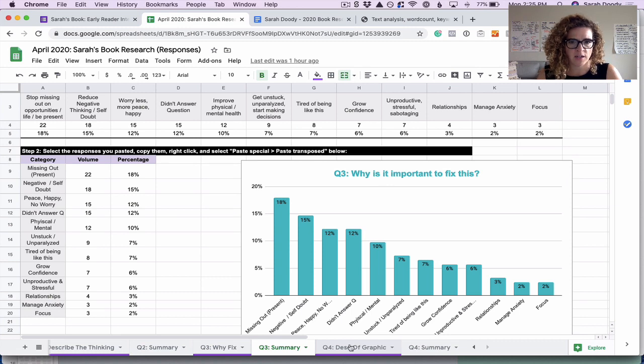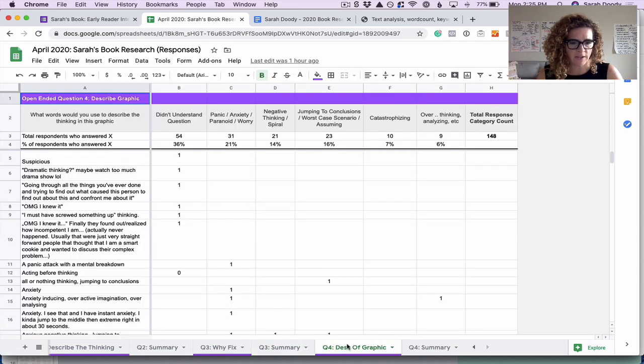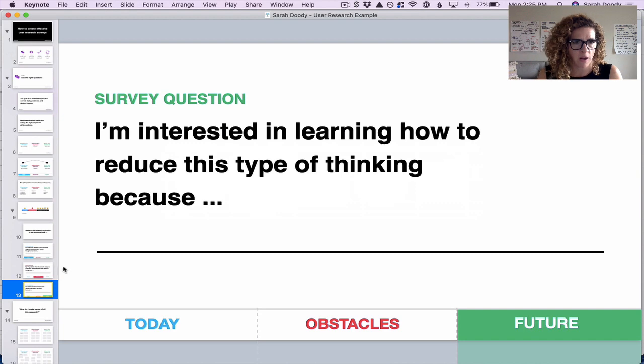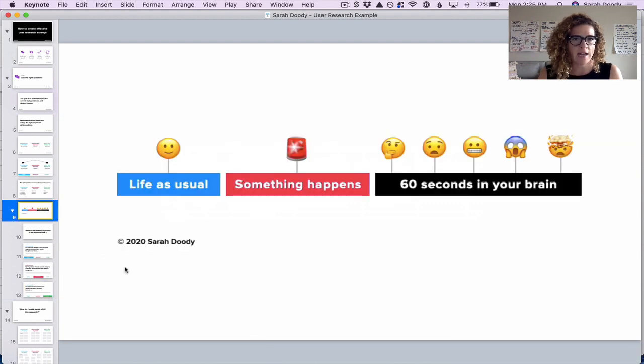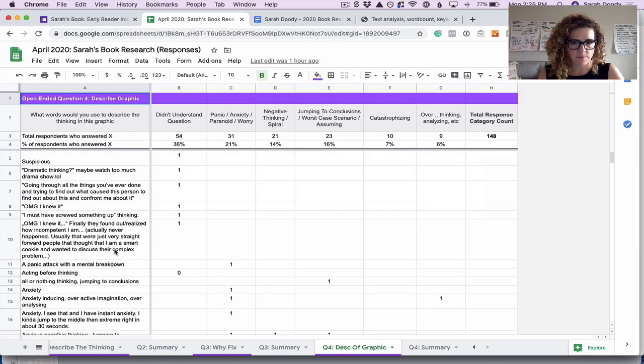And then my favorite, a description of that graphic I made. If we go back over here, remember I made this graphic. I asked people how they would describe this graphic.